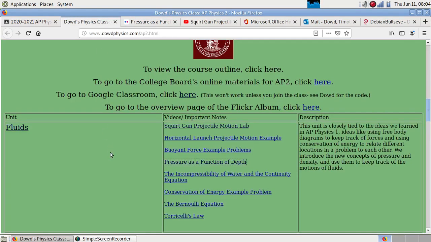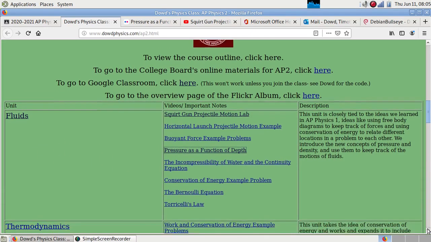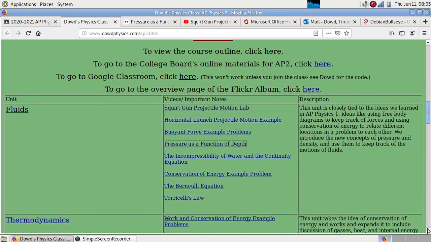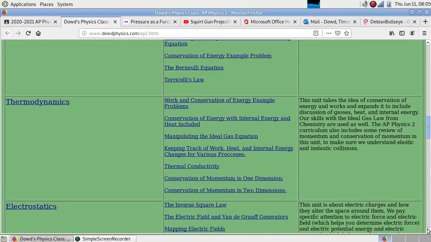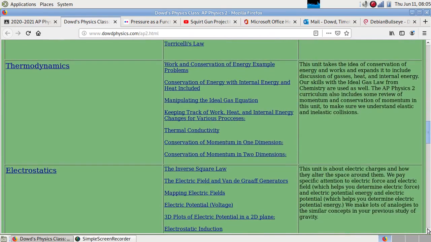Let's take a look at last year's table of contents, and now we can kind of see what the topics are. Fluids is an extension of the mechanics you learned last year to water and other liquids and other fluids, how they have forces, how they move through systems, how their energy changes. Thermodynamics is a much more robust study of energy. Instead of just looking at work as a way of adding energy to a system, we also look at heat.